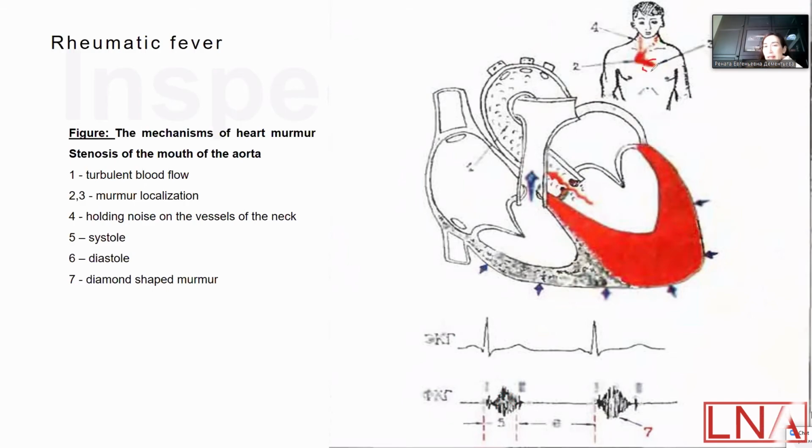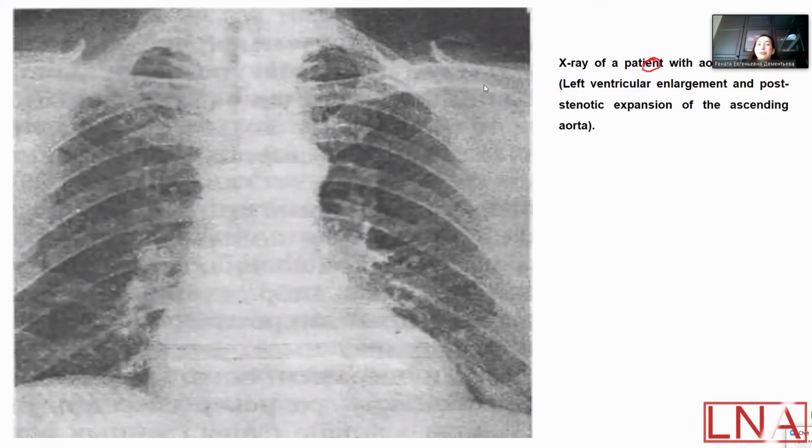Also, we can find some changes of the murmur at the Botkin-Erb point. On X-ray of a patient with aortic stenosis, there is left ventricular enlargement and post-stenotic expansion of the ascending aorta. The expansion of the aorta changes the contour of the aorta and develops an aortic configuration of the heart, with dilatation of the left ventricle, an aortic configuration with an emphasized waist of the heart.